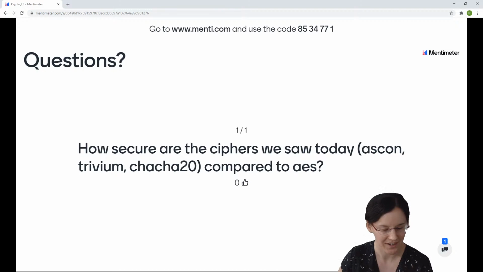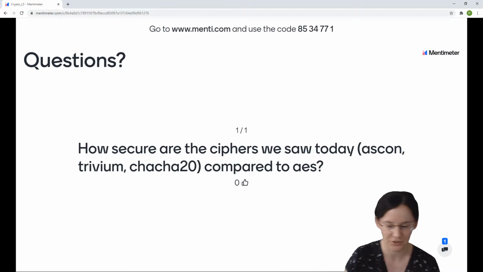Oh, there is a question. How secure are the stream ciphers we saw today? ASCON, Trivium, Cha-Cha 20 compared to AES?